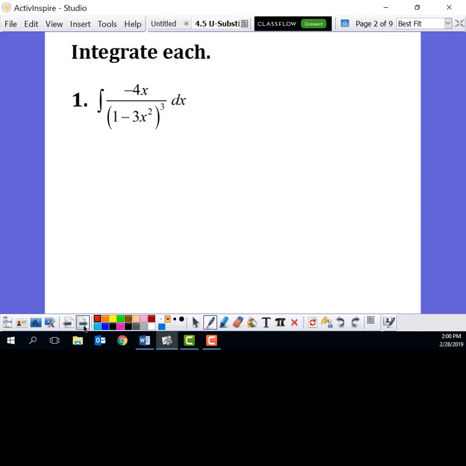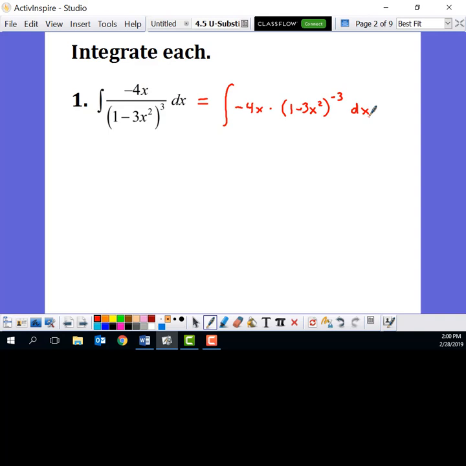Okay, so this is obviously an integral that's set up very similar to what we've seen. The only difference here is now we've got an expression that's in the denominator of a fraction. So the very first thing that I would have you remember is that we could rewrite this integral as negative 4x, and we're going to move the 1 minus 3x squared up to the numerator. And the way we can do that is we can make that exponent negative. So we'll think of it as negative 3.